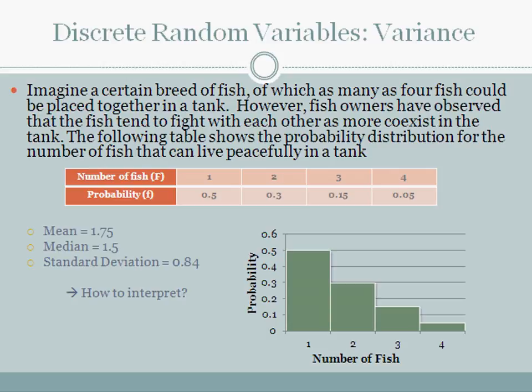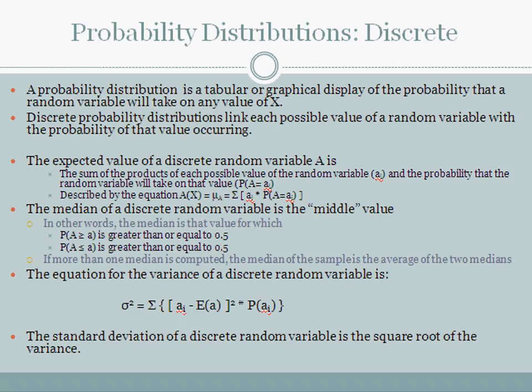Let's look at our fish again. The probability distribution for the fish is shown here. The mean is 1.75. The median is 1.5. The standard deviation is 0.84. How do we interpret this? A probability distribution is a tabular or graphical display of the probability that a random variable will take on any value of x. A discrete probability distribution links each possible value of the random variable with the probability of that value occurring. This is reviewed from earlier in the module. The expected value of the discrete random variable is the mean of the distribution.